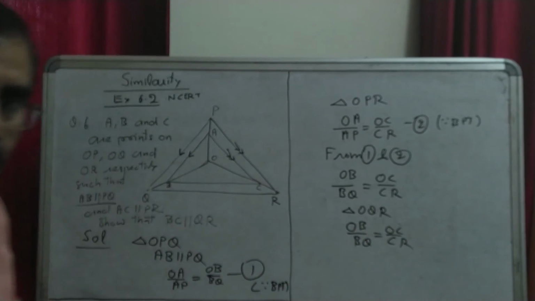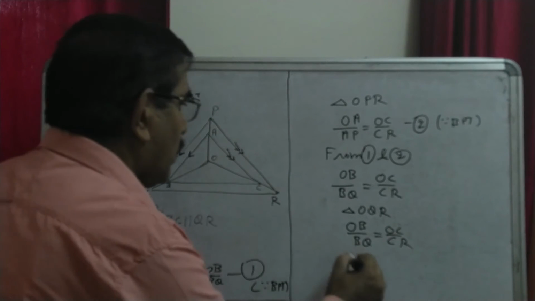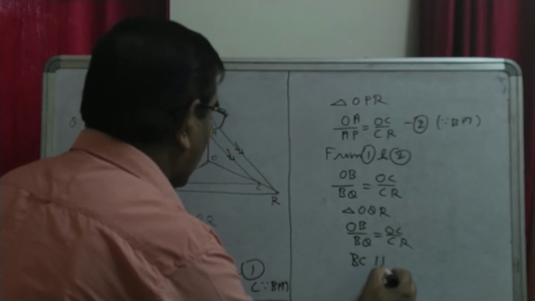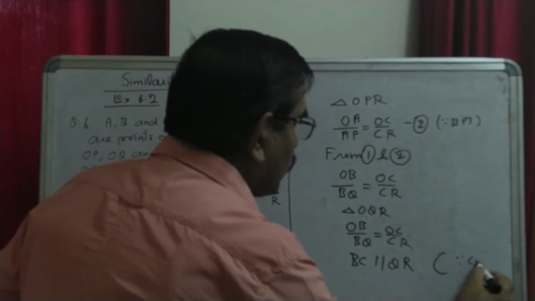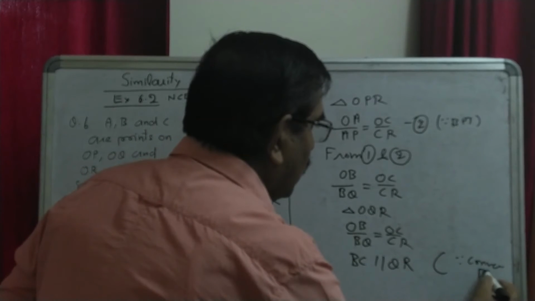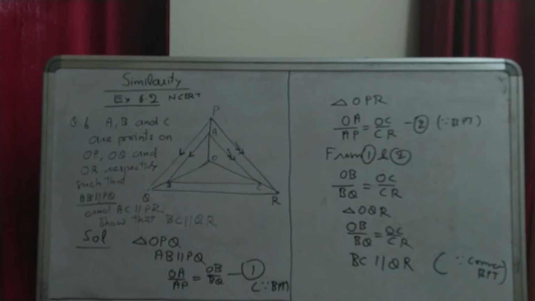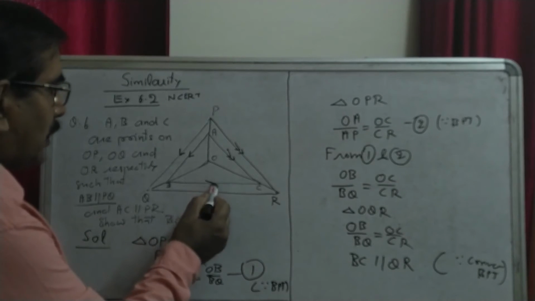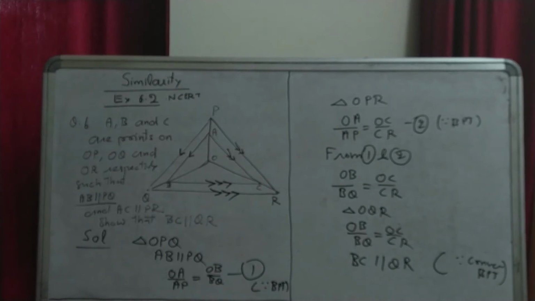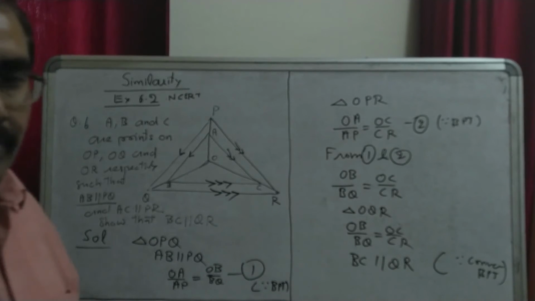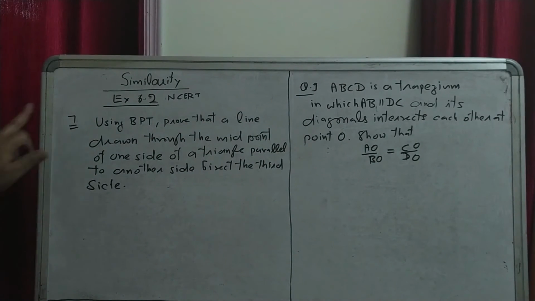Okay, children. So we will apply the converse here. What does it mean? BC is parallel to QR. I have done nothing else. This is because of the converse of BPT. So we have proved the third result, which means this line is also parallel to this line. So I hope you have understood this. Okay, children, let us start with your next question.